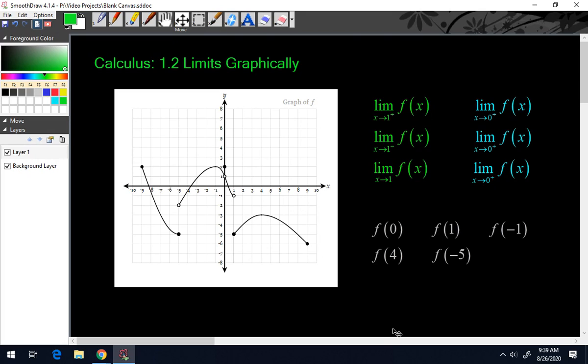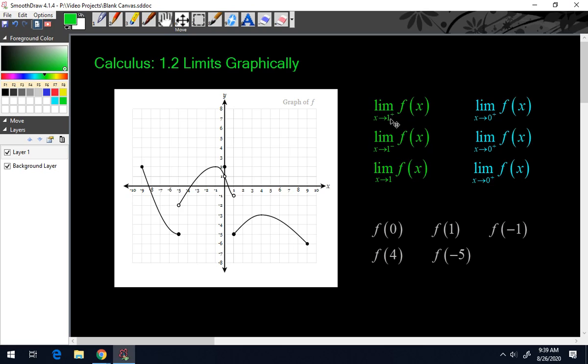I've got two examples here of how we're going to do this. One of the things that's common with limits is being able to look at a graph and separate the calculus part, which is the limit stuff, from the algebra part, which is the function notation. So let's talk about this first set in green right here.